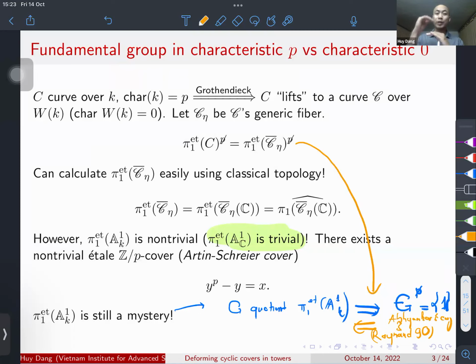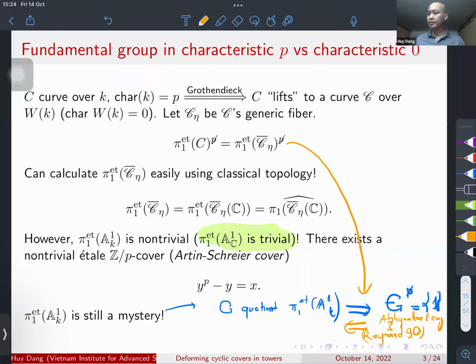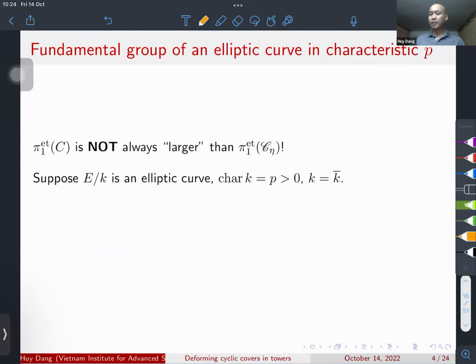We know the quotient, but we don't know how they fit together. So we don't know the profinite completion. That's the issue. Okay. All right. So maybe let me talk a little bit about the A-tau fundamental group of an elliptic curve, for those who are familiar with number theory.